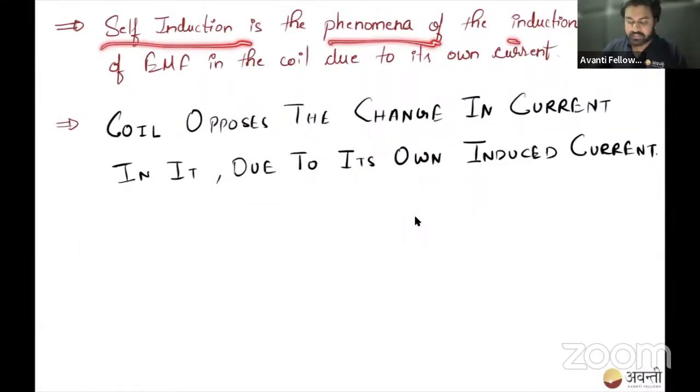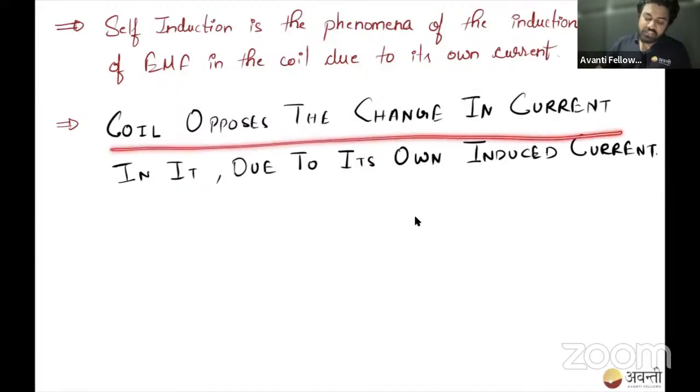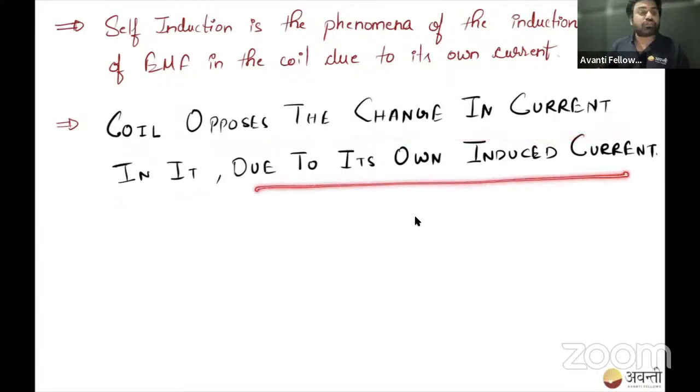Self-induction is the phenomenon of the inductor. Sorry, not induction, of the inductor. No, it is induction only. It is the phenomenon of induction of EMF in the coil due to its own current. And the coil opposes the change in current in it due to its own induced current.